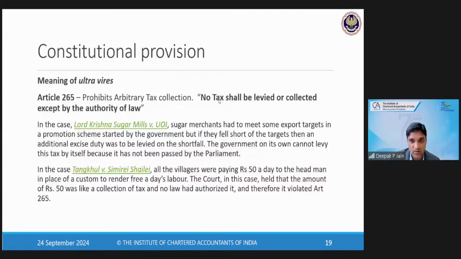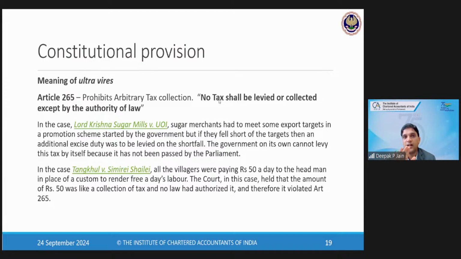Article 265 prohibits any arbitrary tax collection. It says, simply, no tax shall be levied or collected except by the authority of the law. So you should have the power, you should have the authority, only then you can do it.